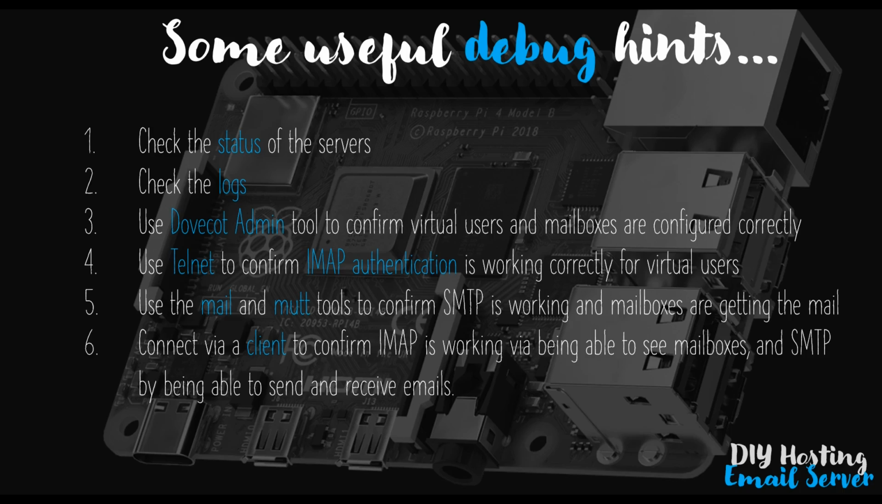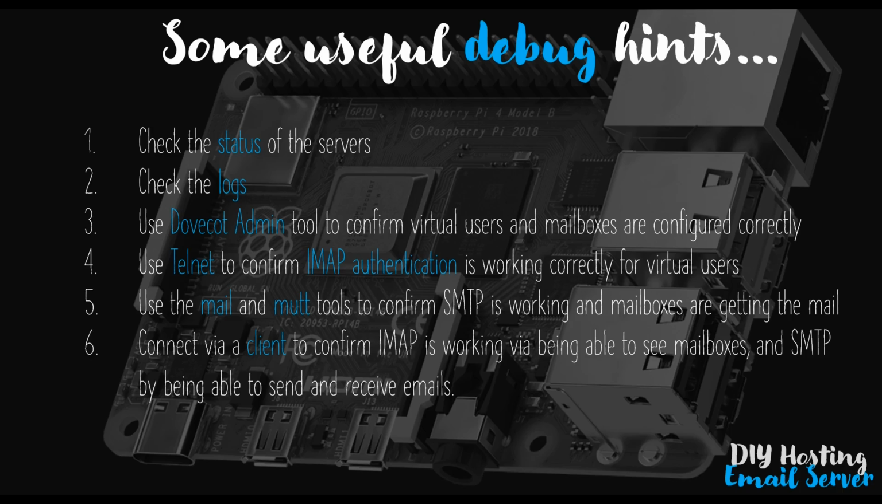Number 4 is using the Telnet tool. We've been here before, but it's a valuable asset that you should use because the Telnet tool will allow us to check that our IMAP authentication is working by logging in with your virtual users to your mailboxes. This is a really useful thing to do. It allows us to know that locally IMAP is functioning as it should and it's understanding the virtual user authentication.